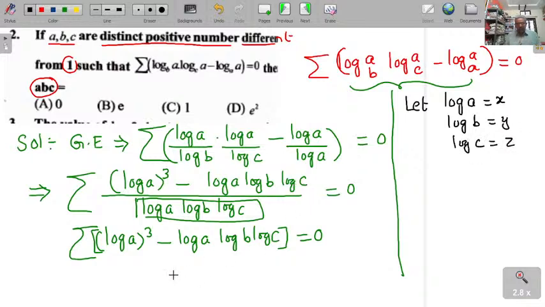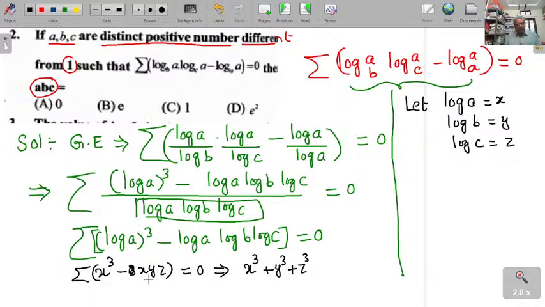Then what do we get now? So this becomes like this. Sigma x cube minus 3xyz. Using symmetric property, if you just expand the sigma, you will be getting x cube plus y cube plus z cube minus xyz minus xyz minus xyz, 3 times. So minus 3xyz is equal to 0. From basic algebra, as x cube plus y cube plus z cube minus 3xyz is equal to 0, that implies you will be getting x plus y plus z is equal to 0.